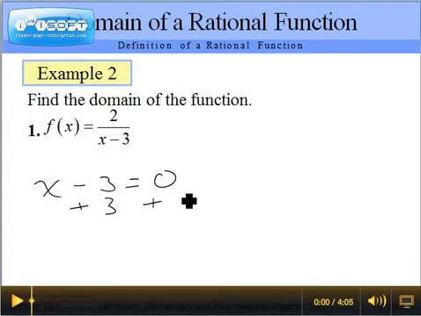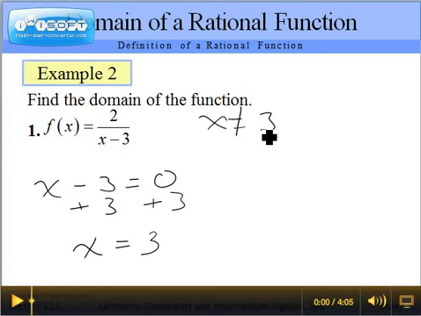Solve for x, and I end up with 3. So for f of x equaling 2 over x minus 3, the number 3 is not in the domain, because 2 over 3 minus 3 involves a division by 0. No other value of x leads to a division by 0, so the domain is the set of all real numbers except 3. So this can be written as simply x can't equal 3.